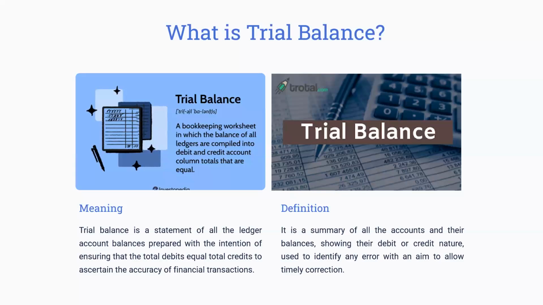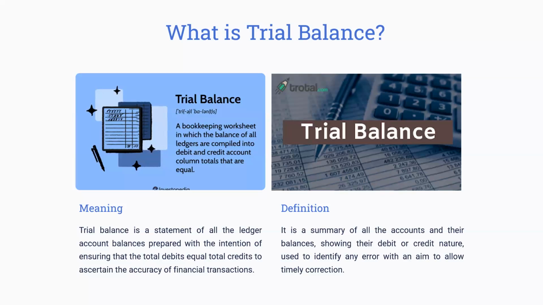So coming to the definition, it's a summary of all the accounts and their balances. This includes the cash account and the capital account entered in the ledger posting, all the real accounts, whether it's an individual, a company, a bank, or any third person or agent, whatever it is. Each and every aspect from the ledger accounts is taken for maintaining the balance in the trial balance.